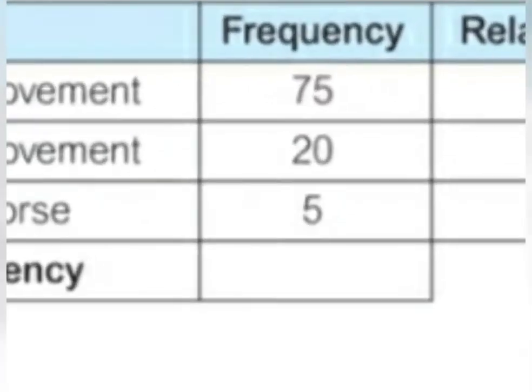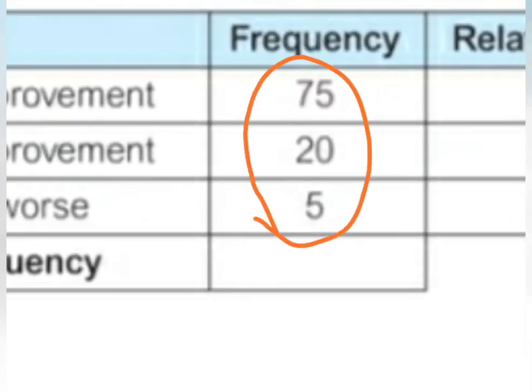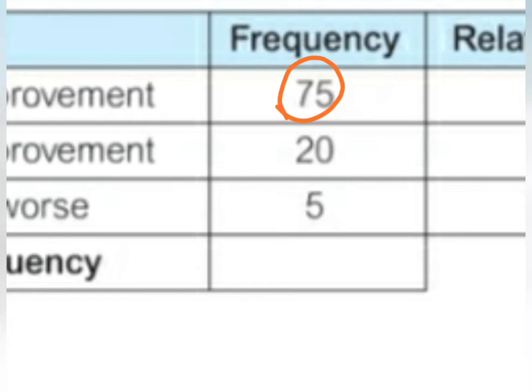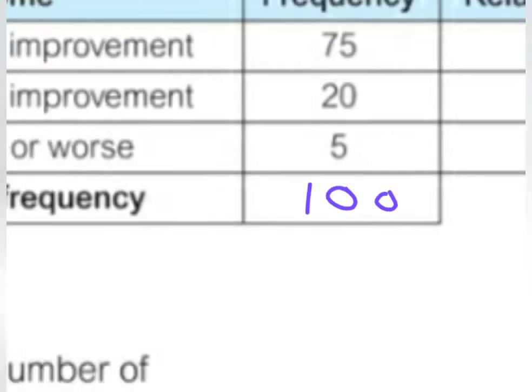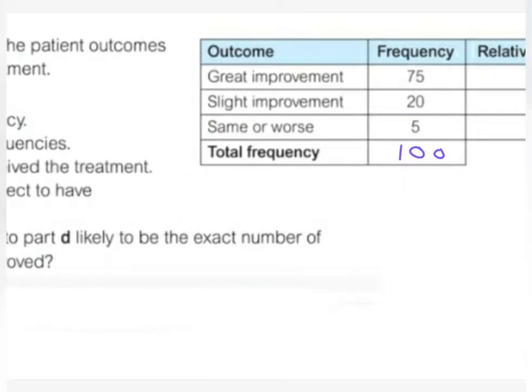Now, the total frequency, we're going to add these together. So, 75 plus 5 equals 80. And then 80 plus 20 equals 100. Very good. So, the answer is 100. Good. Now, this is the total frequency.